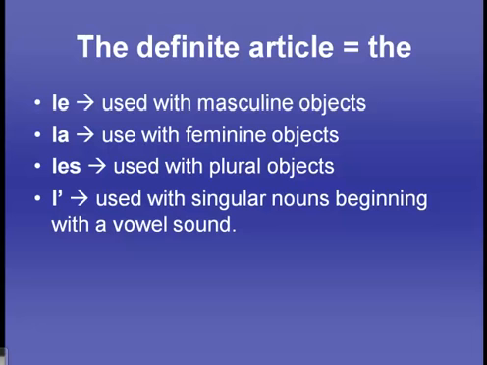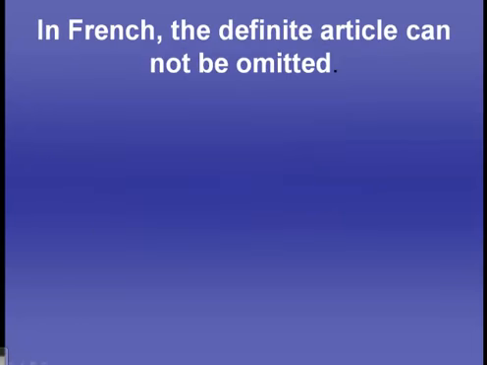Basically, because you can't have the vowel in le or the vowel in la next to another vowel or a word that starts with a vowel, we drop the e in le or the a in la, replace it with an apostrophe, and we use l'apostrophe before any singular noun that starts with a vowel.